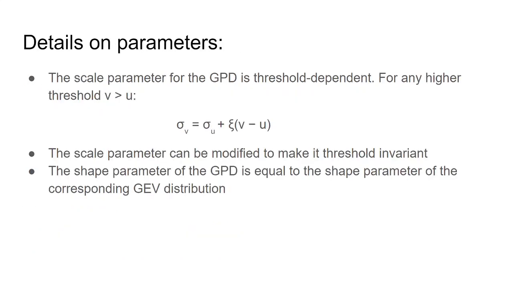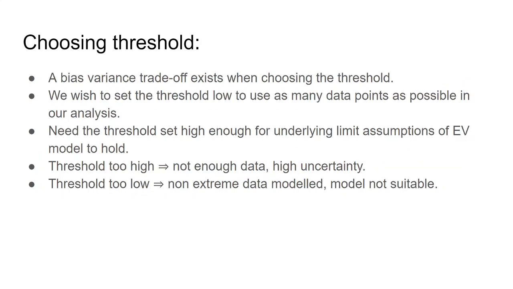The scale parameter here is threshold dependent. For any threshold v greater than u, we modify it like this: sigma_v is given as sigma_u plus epsilon times (v minus u). And the shape parameter of the GPD is similar to the shape parameter that we discussed earlier for the GEV distribution, so it is more or less the same.